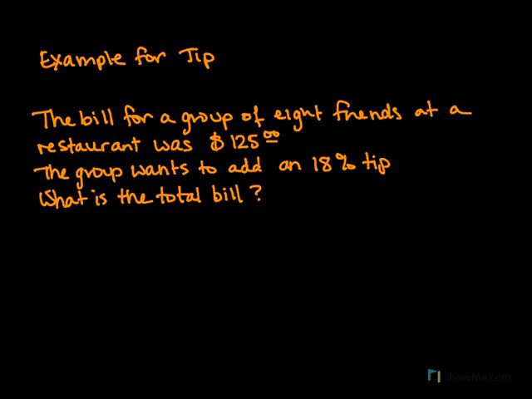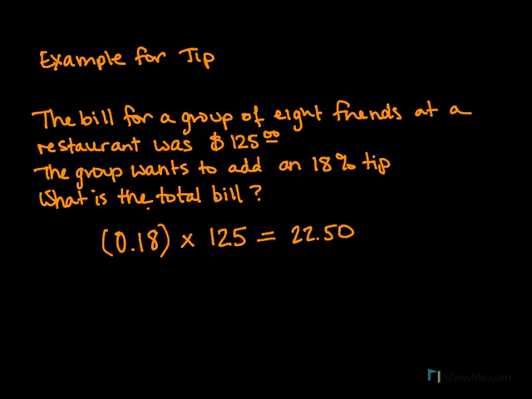So we know that 18% converted to a decimal is 18/100, or 0.18, and we're going to take that and multiply that by the bill, which is $125, and that's going to give me $22.50. That's going to be the tip.